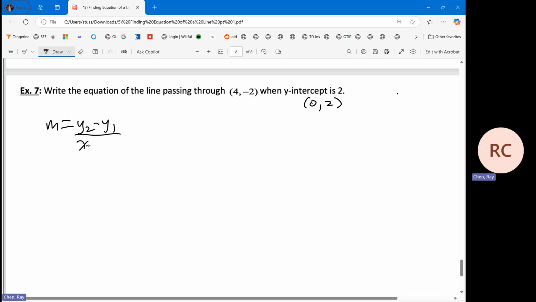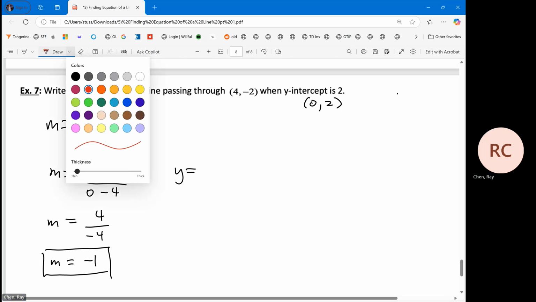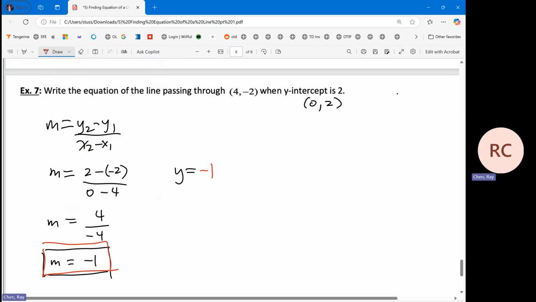Using the slope formula, y2 minus y1 over x2 minus x1. Subbing in the values, so what we're going to do is 2 minus negative 2 over 0 minus 4. 2 minus negative 2, that's 4. 0 minus 4, that's negative 4. Folks, you know how to simplify this. m is equal to negative 1. Notice now we can write the equation with no problem. y equals negative 1x plus 2.